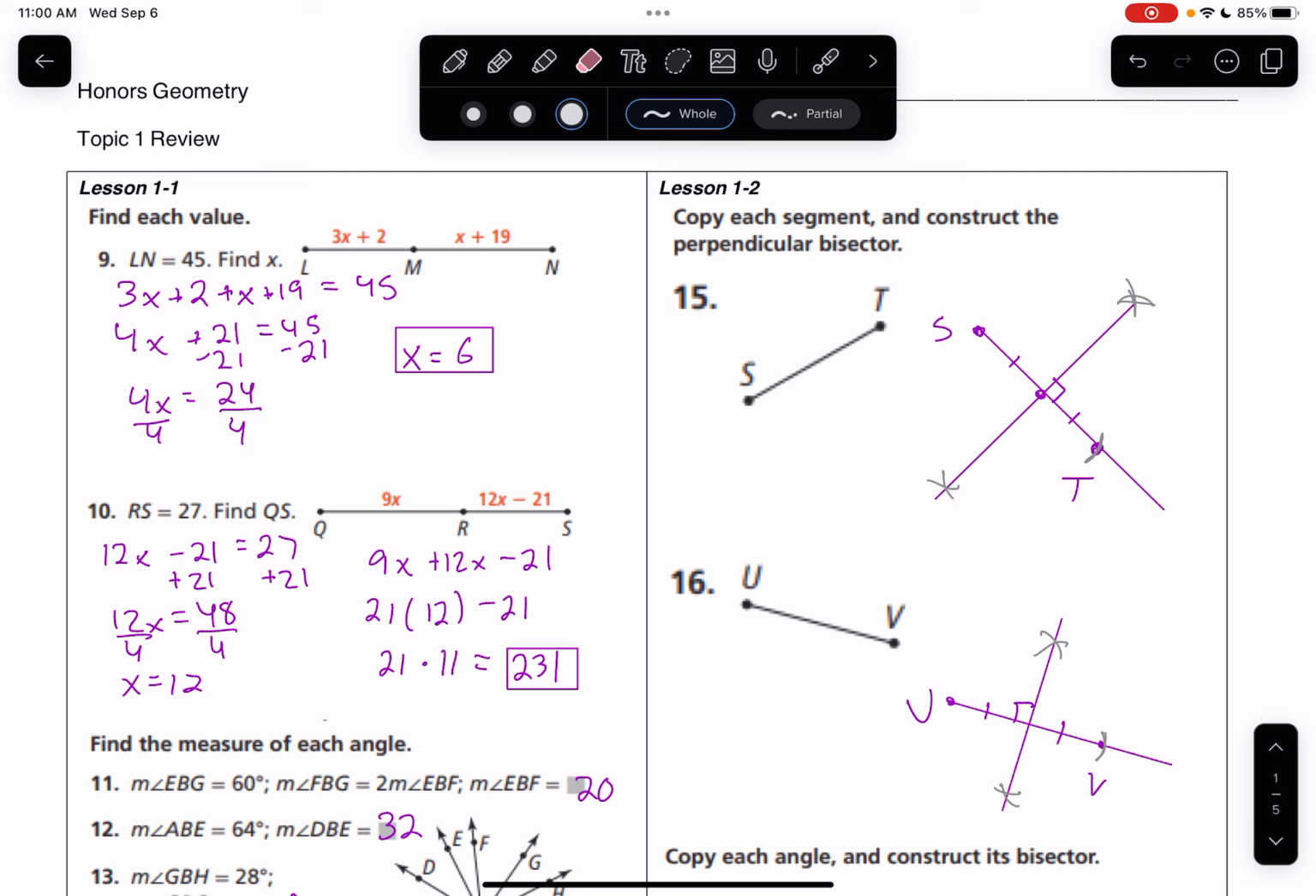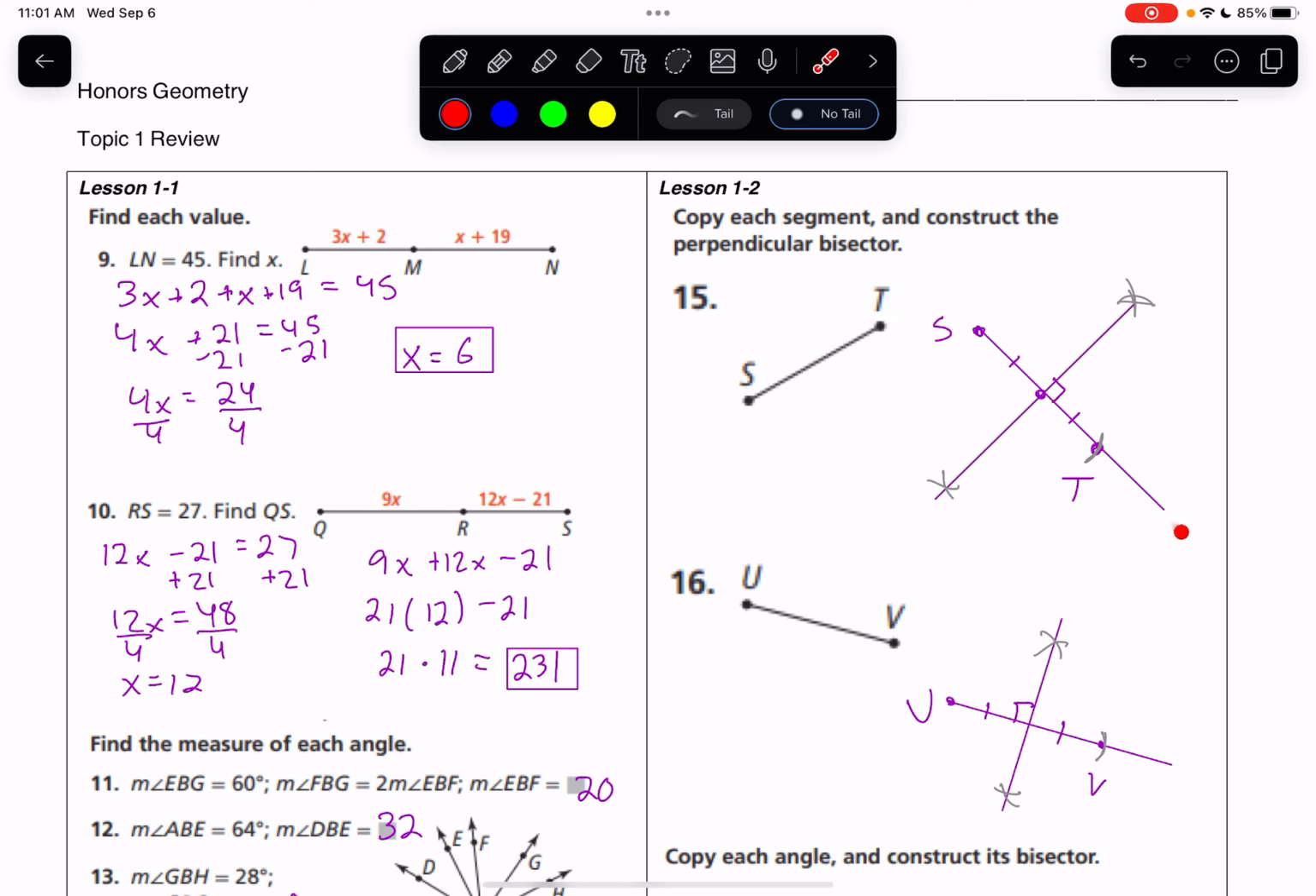Number 15, I have showed what that should look like. If we copy the segment, that means that we're going to take this segment and copy it onto here. I see there's a little arc where I have copied the length here. Then we can make an arc. So start on T with our compass, make an arc up above and down below. Start on S with our compass, open it up to T and make an arc up above and down below. Connect those two lines and create the perpendicular bisector with these two marks for bisector and the square for perpendicular.